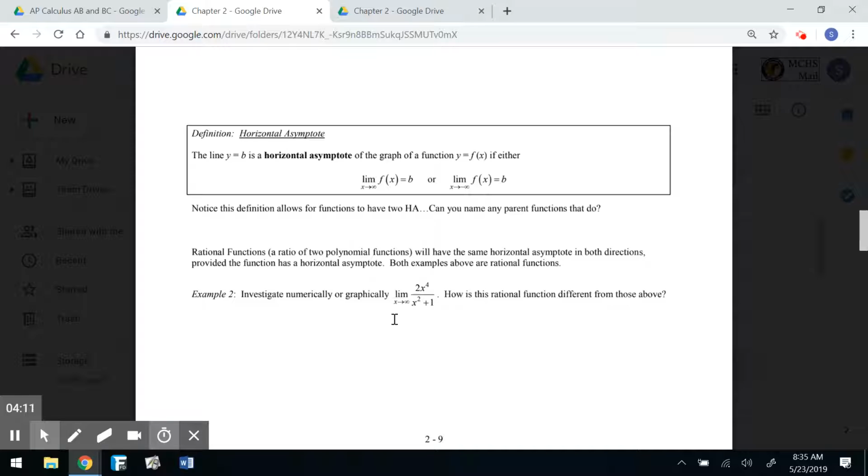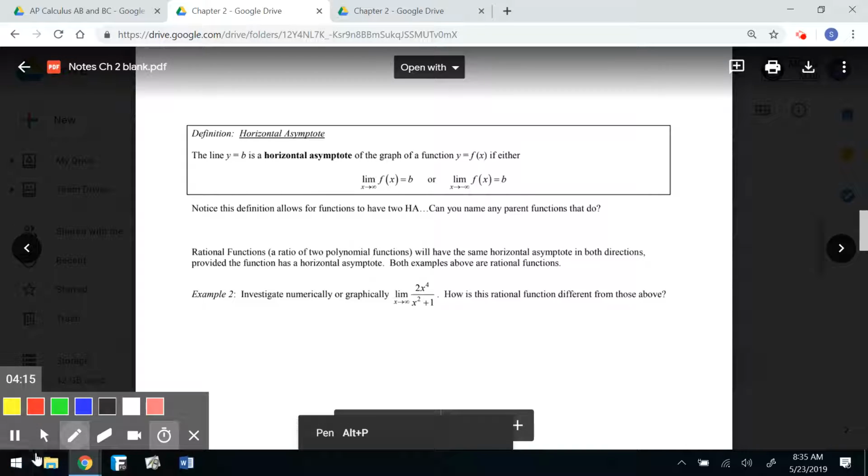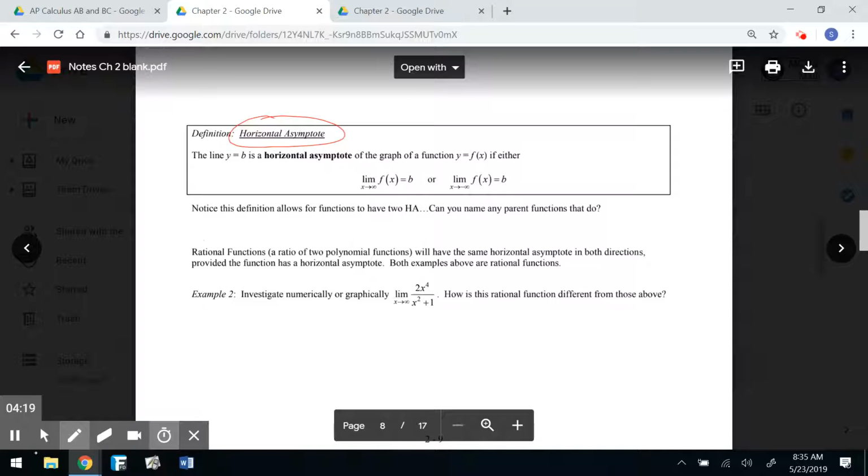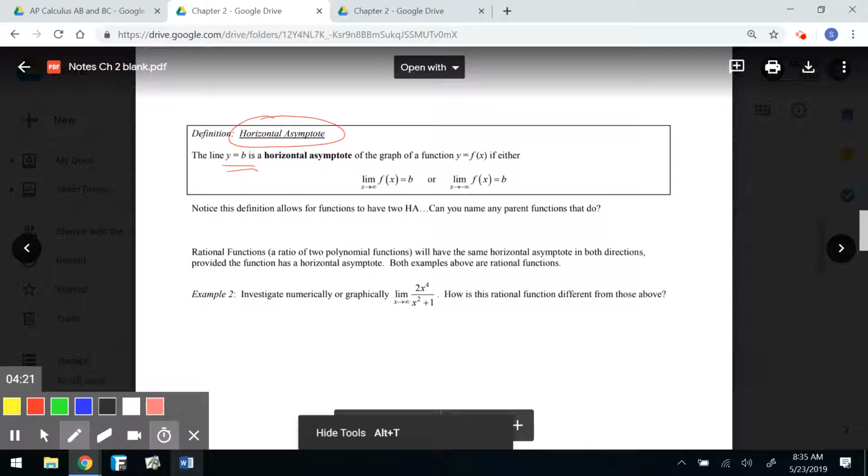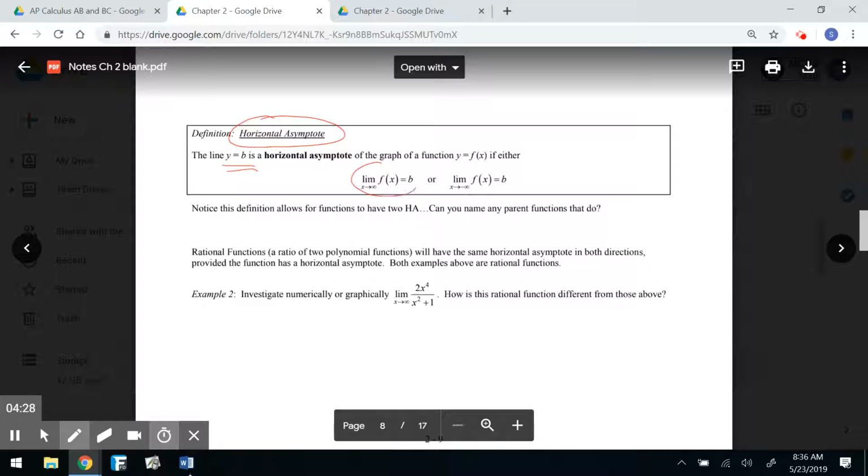Okay, so if you notice something that is very important with these last examples that we've done, it is this idea of a horizontal asymptote. And so we have a definition. The line y equals b is a horizontal asymptote of the graph of a function y equals f of x if either as x approaches negative infinity or as x approaches infinity, the limit of f of x is equal to that value of b.